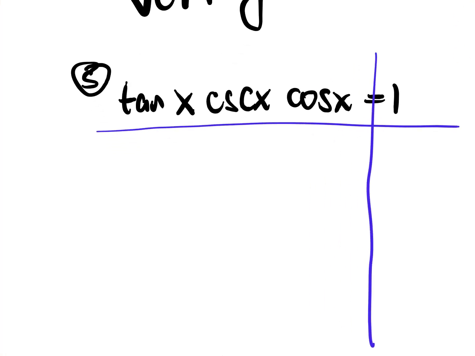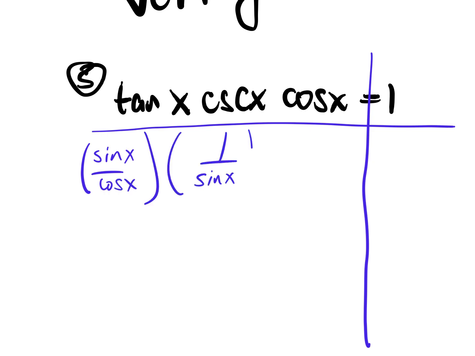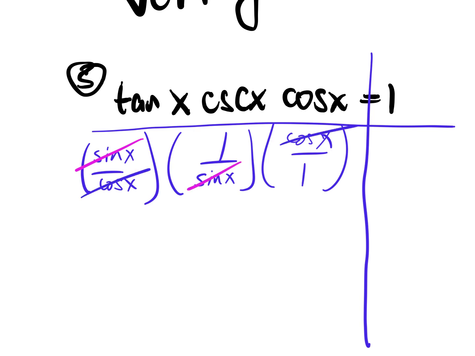When all we have is multiplication, what's the easiest thing we can do? Turn everything into sine and cosine. So tangent is sine over cosine. Cosecant is 1 over sine, correct? And then cosine would just be cosine over 1. Now, when you're multiplying, it doesn't matter if the numerators and denominators are right next to each other or if they're a couple fractions away. If something in the top and something in the bottom is exactly the same, what can you do? So look, sine crosses out with sine, cosine with cosine. What are you left with? 1 equals 1. Literally that easy.